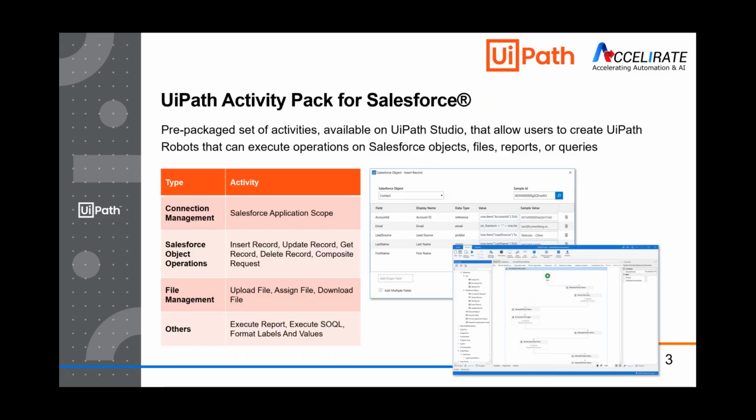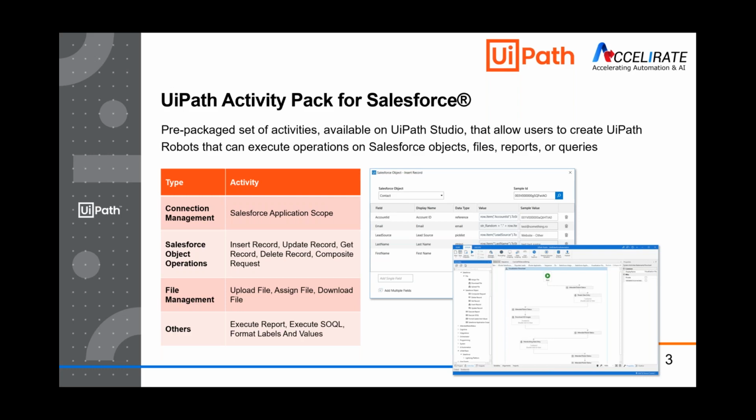So this is what that native integration looks like on the UiPath side. We have developed the activity pack for Salesforce, which includes a number of custom activities specifically for interacting with Salesforce via the API level. The first activity is an application scope, which allows for a secure connection to your Salesforce instance and opens that communication channel for a robot to interact with Salesforce via the API.